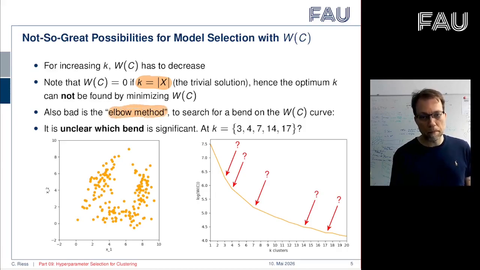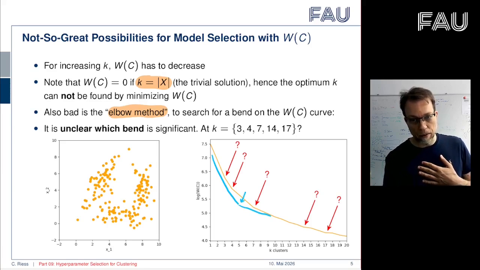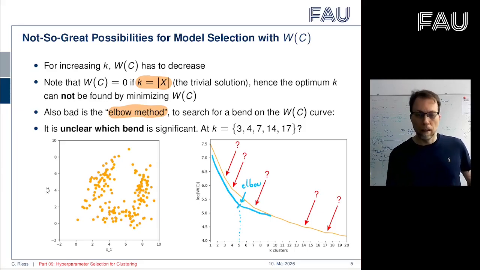So elbow method means, well, let's look at a location where we have a decent decrease in the within cluster distance before that, and then like diminishing returns afterwards. And this then supposedly shall be the elbow. So if we check how many clusters were these, 5 clusters, perfect, this is my clustering number.